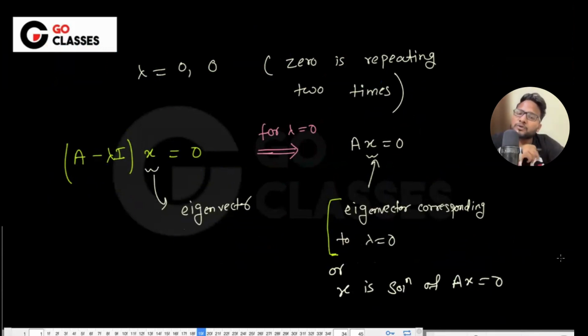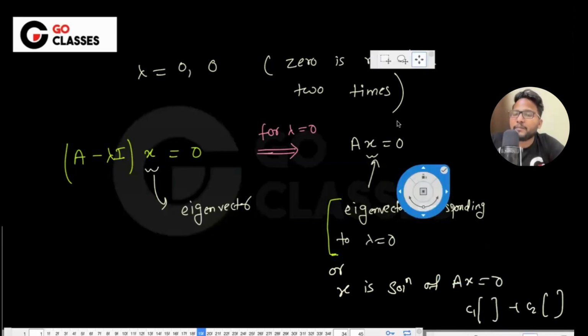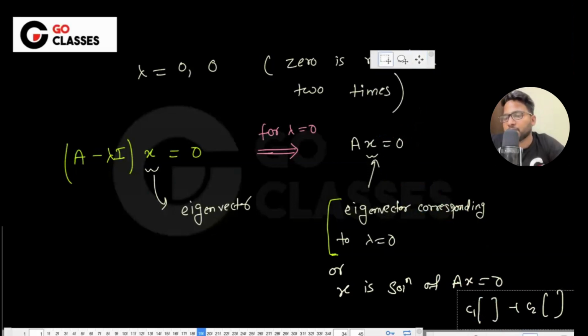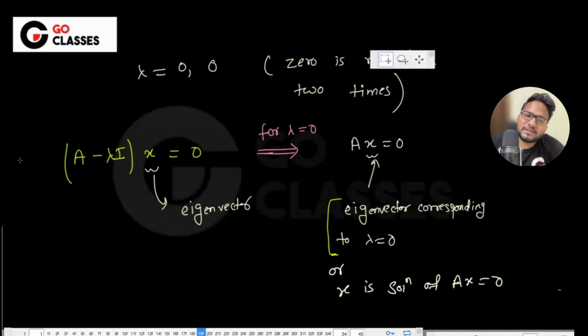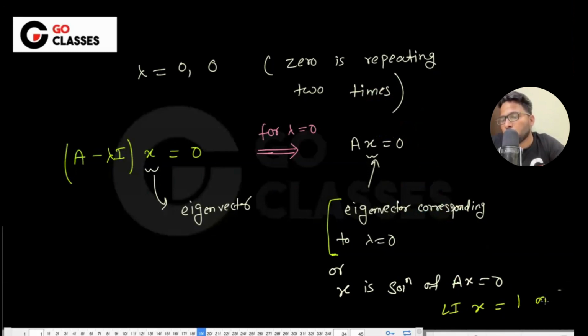This is another way of saying it. Let's suppose x has two linearly independent solutions, and in that case, if you remember, we have done GATE questions on this. If x is represented like this, maybe c1 plus c2, it means two free variables, it means nullity is 2. So the number of linearly independent vectors x will determine the nullity. If lambda is repeating two times, then the number of linearly independent eigenvectors, linearly independent x, could be 1 or 2, right?